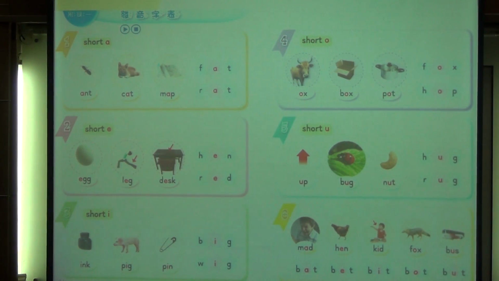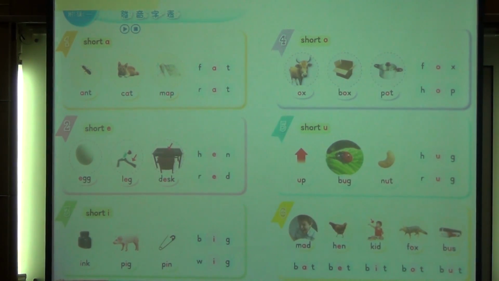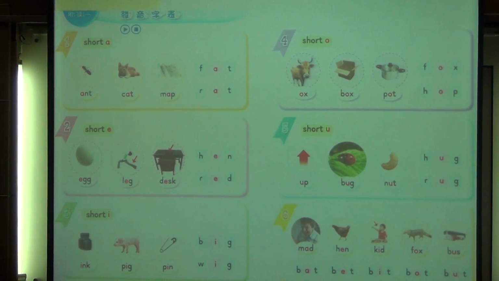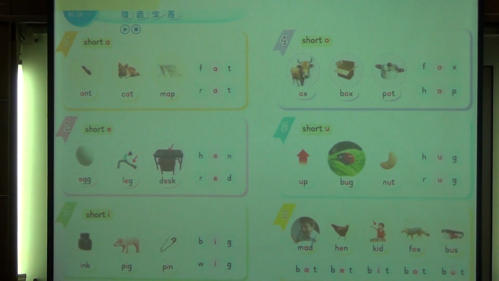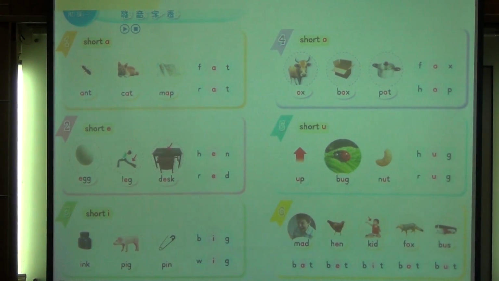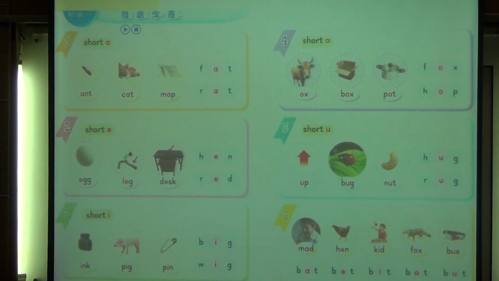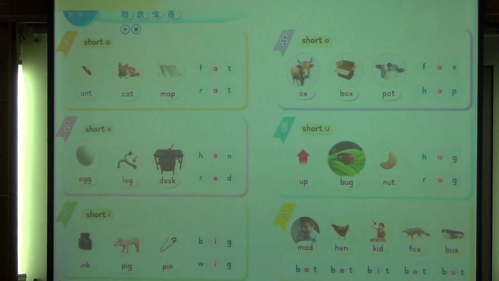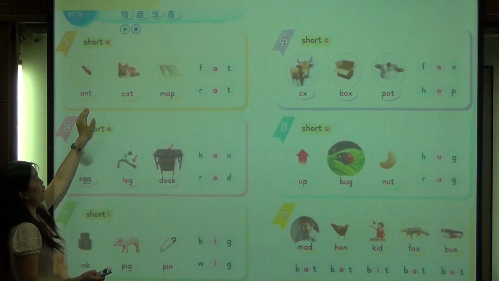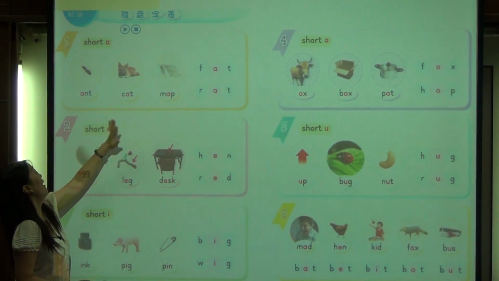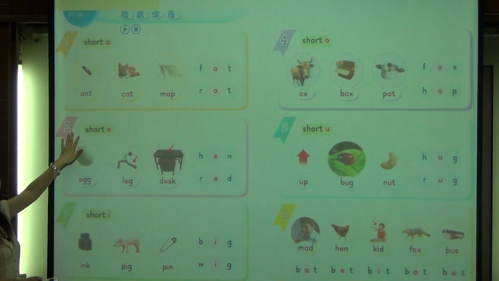ant, right? Ready? Number 1, ready, go. Ant. Cat. Man. Egg. Leg. Desk. Ink. Pig. If you've got a word list like this, you probably need to explain them. You need to read all 5 words. So then we will have to start this back.